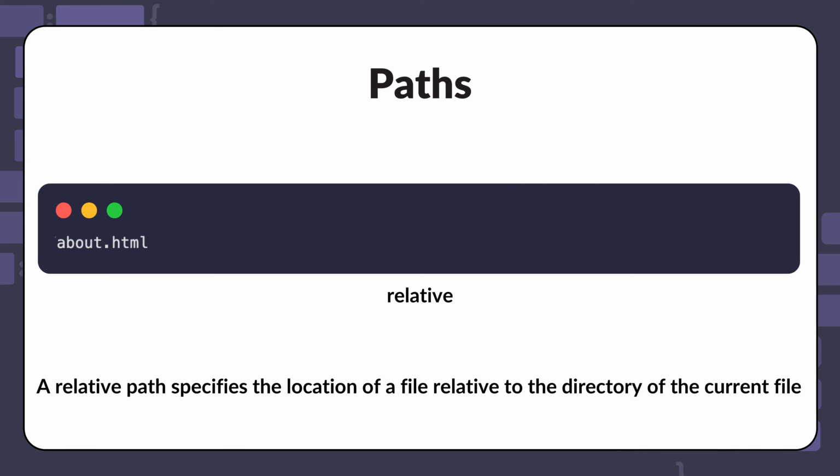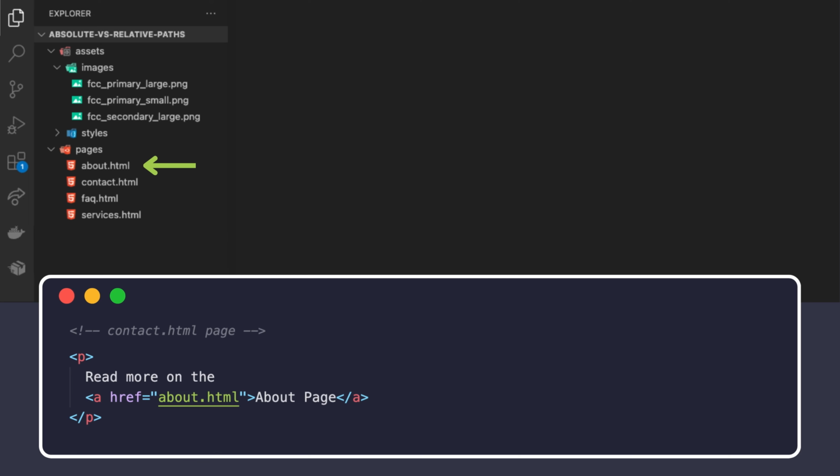Now let's look at the relative path. A relative path specifies the location of a file relative to the directory of the current file. It does not include the protocol or the domain name, making it shorter and more flexible for internal links within the same website. Let's go back to the same file structure. Here is an example of linking to the about.html page from the contact.html page. So imagine you're on the contact.html page, and because the about.html page is in the same place, we simply get the file name. This is an example of using a relative file path.